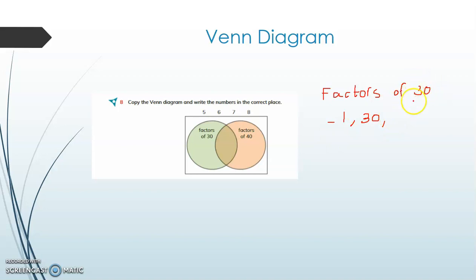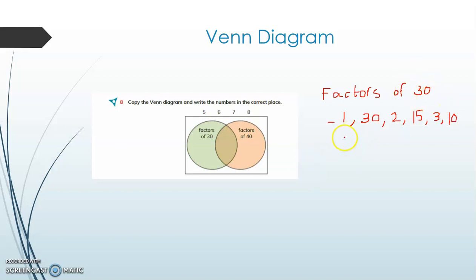Then we know 30 is an even number, so 30 is divisible by 2. 2 into 15 is 30. So 2 and 15 are factors of 30. Now we know 3 plus 0 is 3, the sum of the digits is 3, which is a multiple of 3. So 3 is a factor. 3 and 10 are factors.